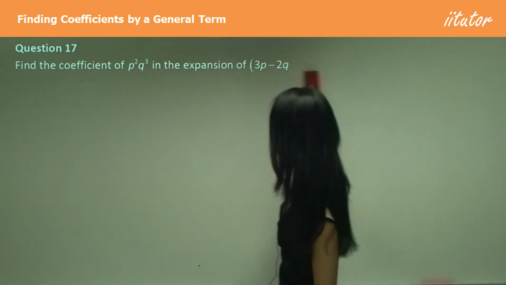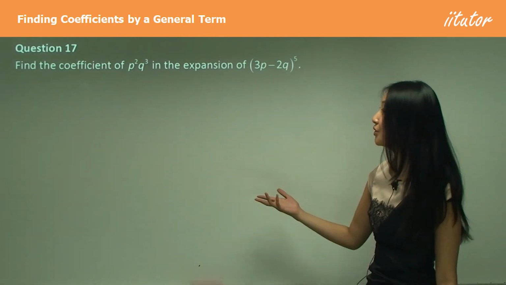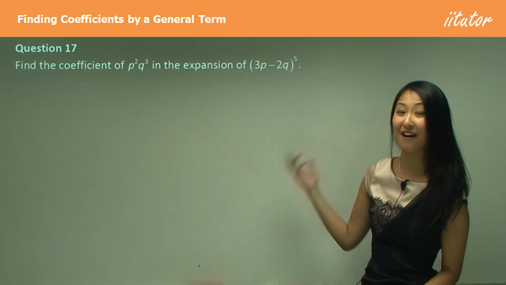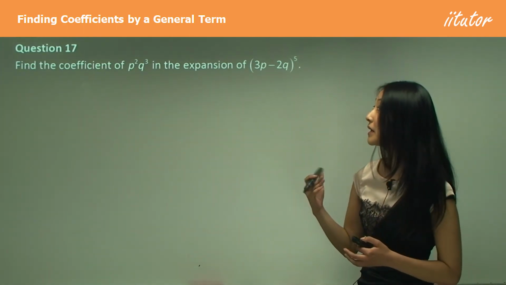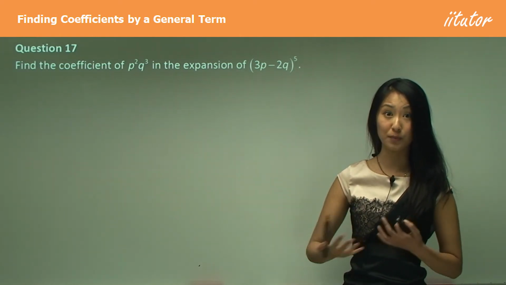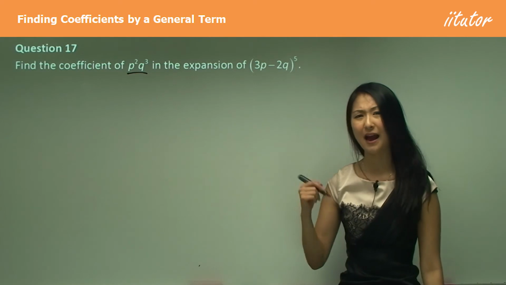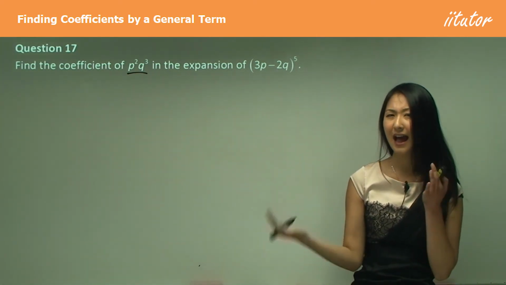So we want to find the coefficient here of p squared and q cubed in the expansion of (3p minus 2q cubed) to the power of 5. Now you can see this is a little bit different, isn't it? Because instead of having just x cubed or x to the power of 10, we have p squared and q to the power of 3. So there's actually two things that we're working with. So how do we do that?